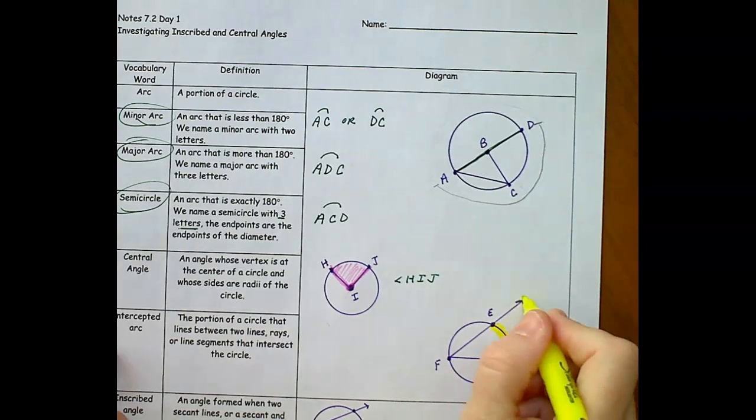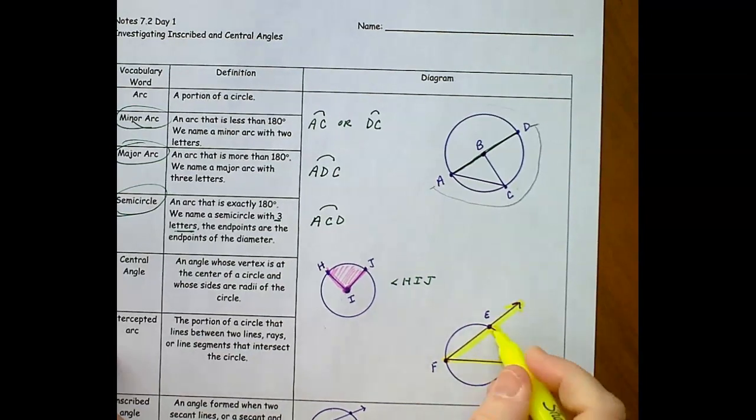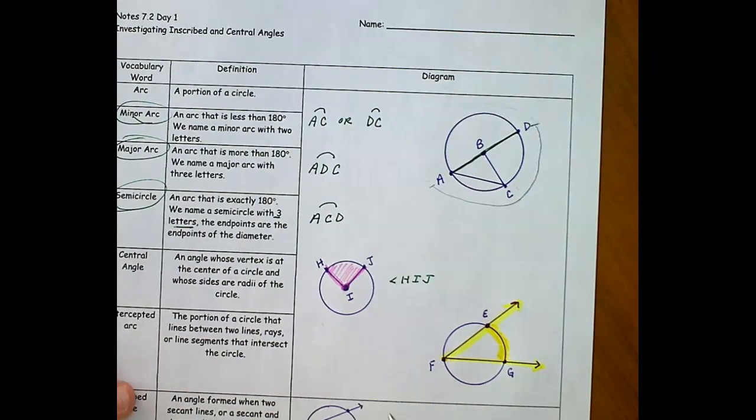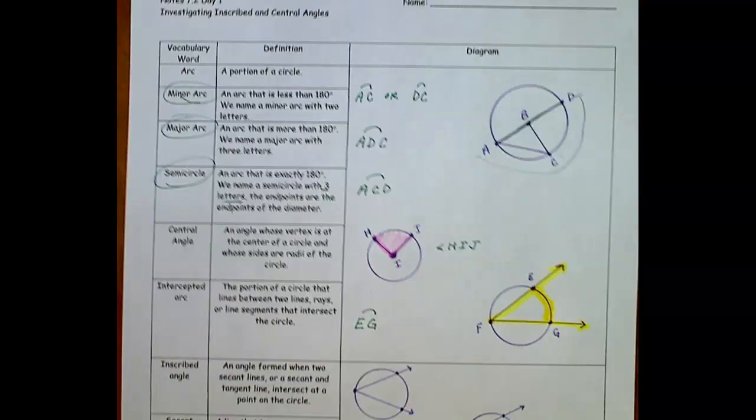So what they're saying is if I look at this angle, my intercepted arc is going to be the arc that gets cut out by that angle. So from this picture that we have here, arc EG would be my intercepted arc. Because if I traced over the angle that I have, the arc that's cut out by that angle is called the intercepted arc. So that's the first round of some definitions. Let's look at some of the ones on the bottom.